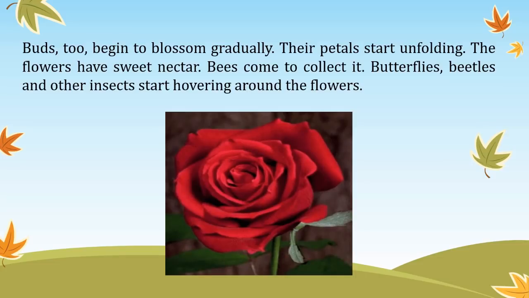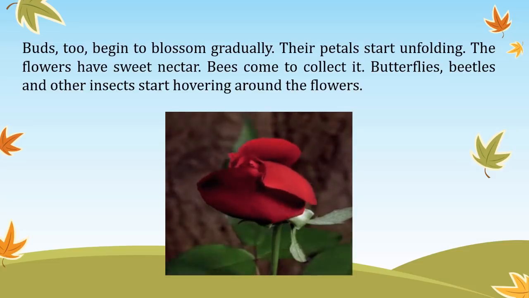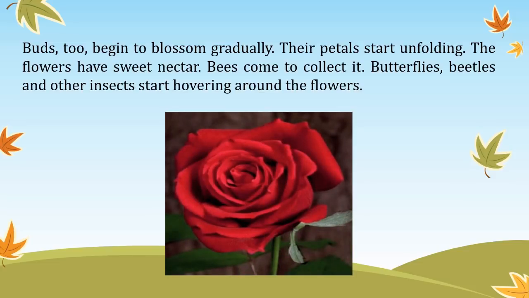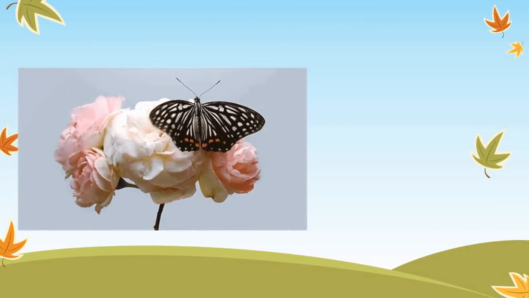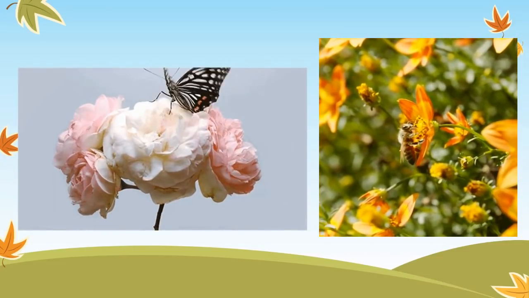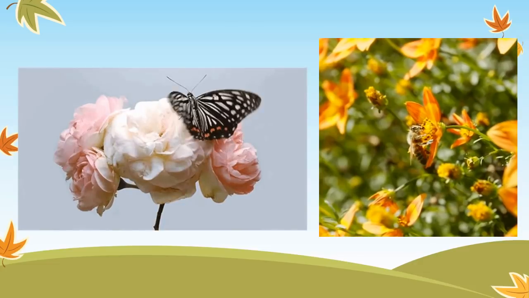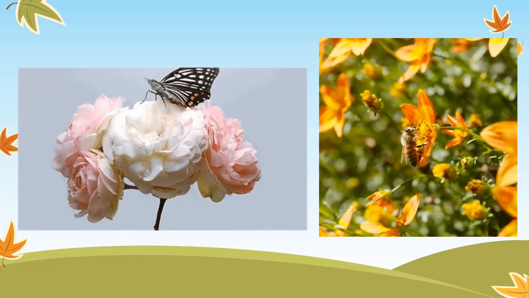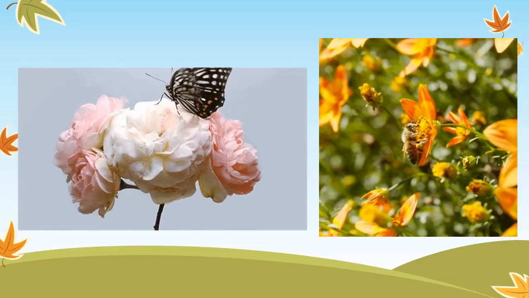So, students, the flowers also start blooming as you can see in the picture. There are some flowers that blossom in the morning and then close up in the evening. As you can see in the picture, the butterfly and the bee are on the flower. Students, the flower has sweet nectar, so they came to collect it.